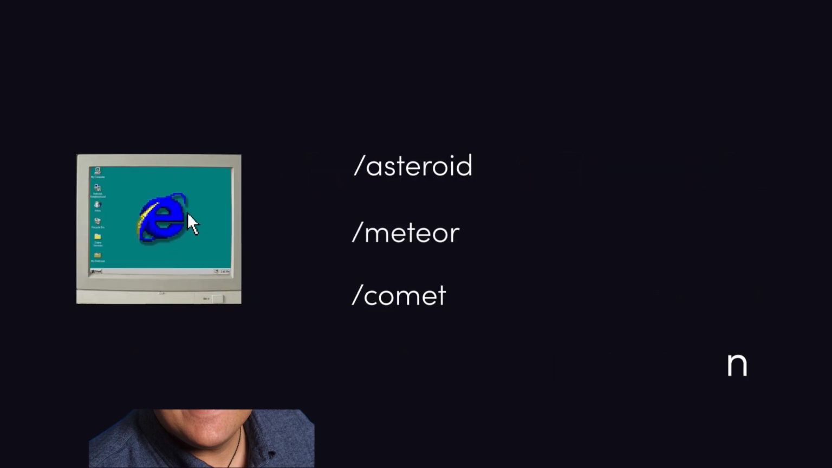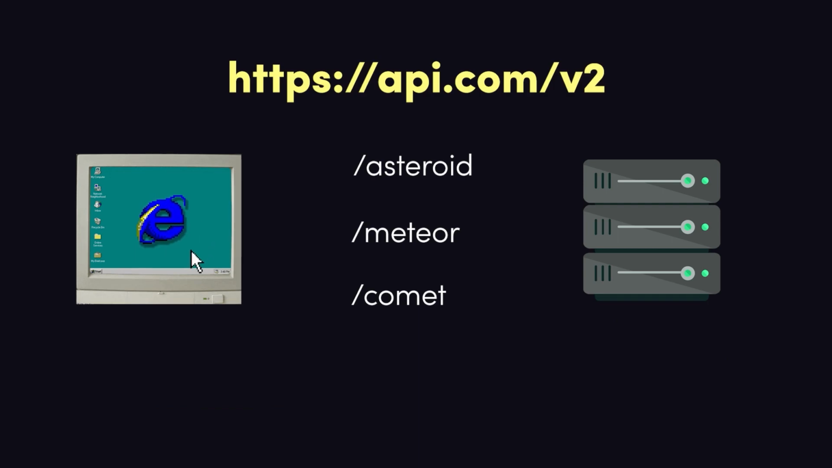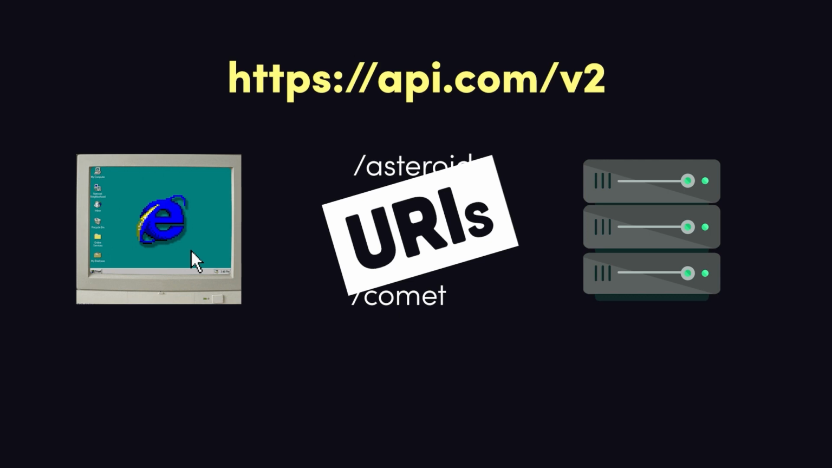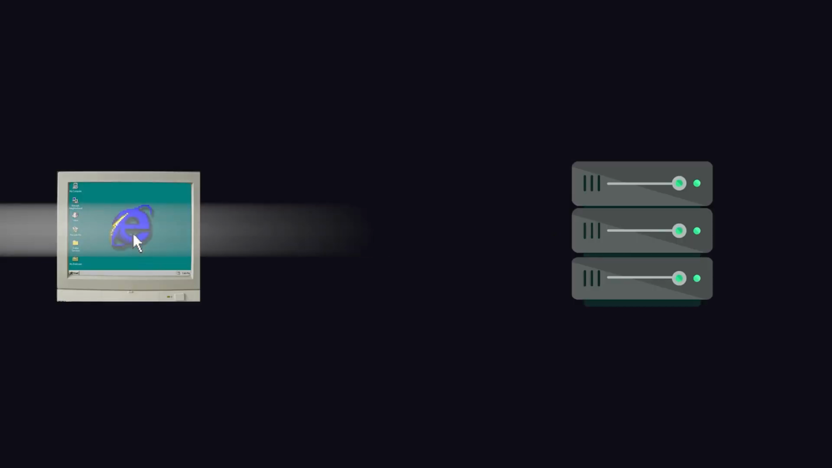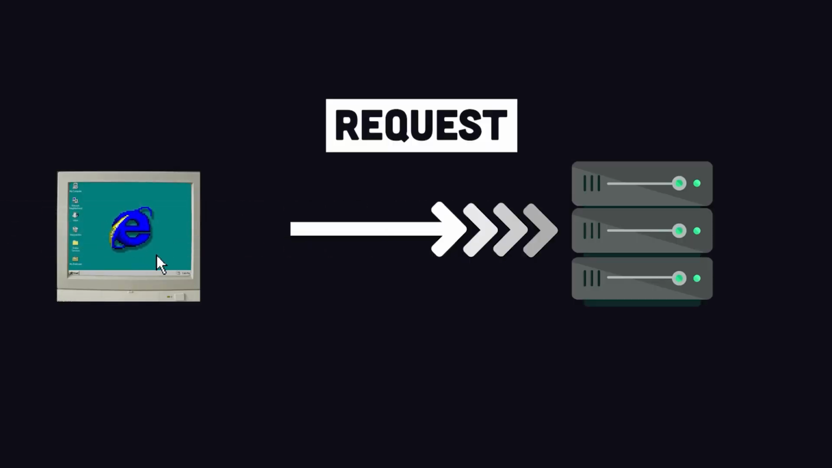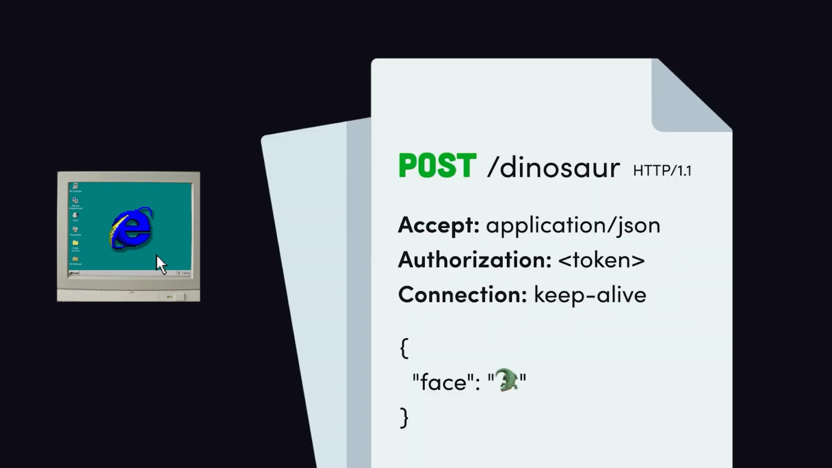A RESTful API organizes data entities or resources into a bunch of unique URLs. Well, technically not URLs, but URIs, or Uniform Resource Identifiers, that differentiate different types of data resources on a server. A client can get data about a resource by making a request to that endpoint over HTTP. The request message has a very specific format.